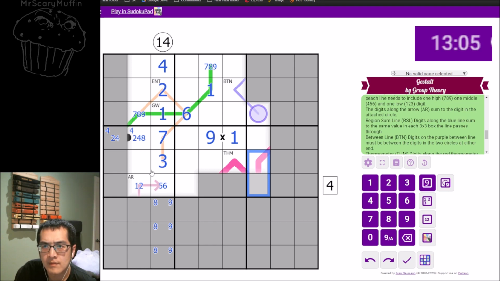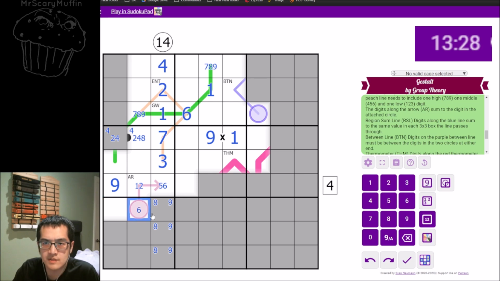Between lines, hey? What are they between? So 9 is not here. So therefore 9 is here. Yes, and this is now 6 or 7, as we know.